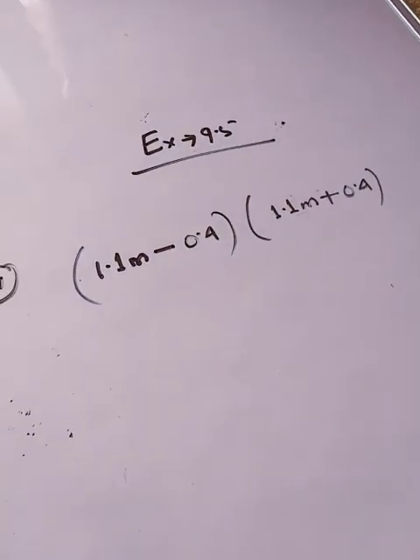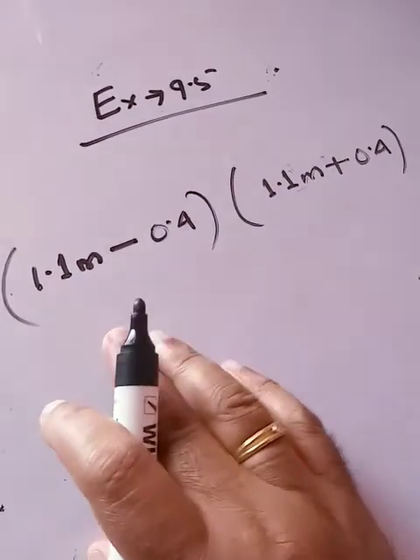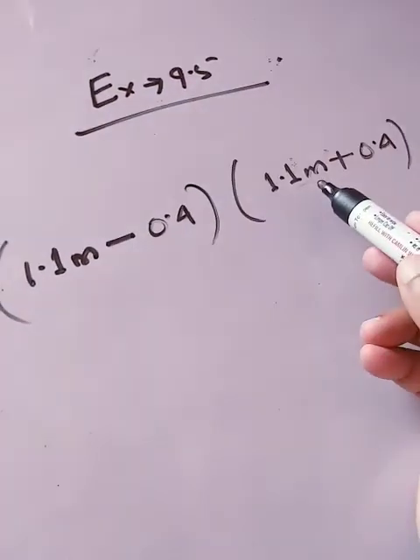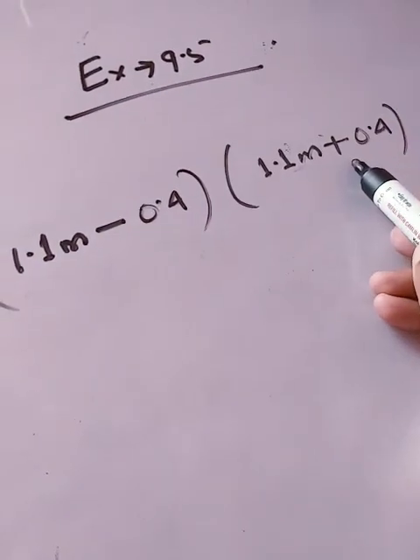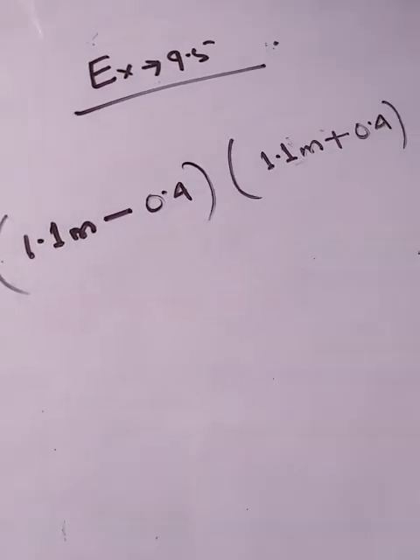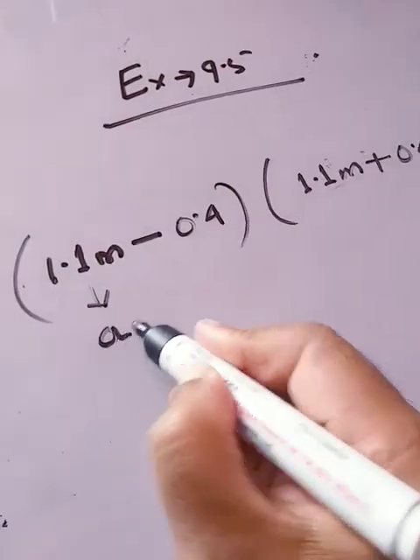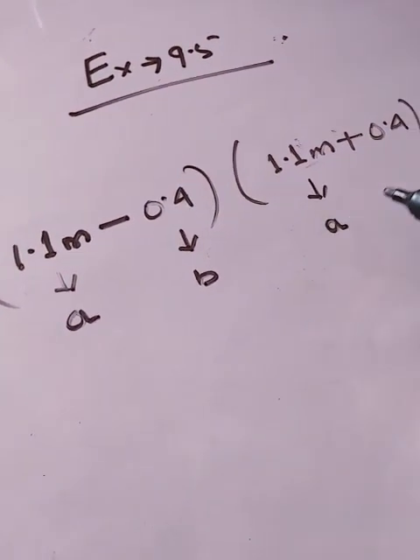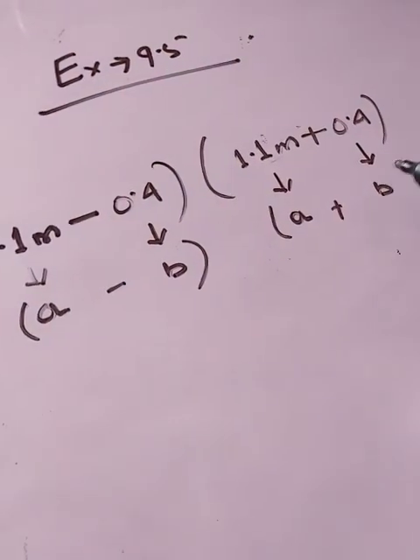This is sum number 5. Now, carefully observe that this time both the binomials are not similar. Why? Here it is 1.1 m minus 0.4 and here it is written 1.1 m plus 0.4. Here is minus, here is plus. So, this time we cannot follow the identity (a minus b) whole square and (a plus b) whole square. So, there is another identity that we have to follow. What is it? If I consider this 1.1 m as a and 0.4 as b, it is a minus b, and this is a plus b.